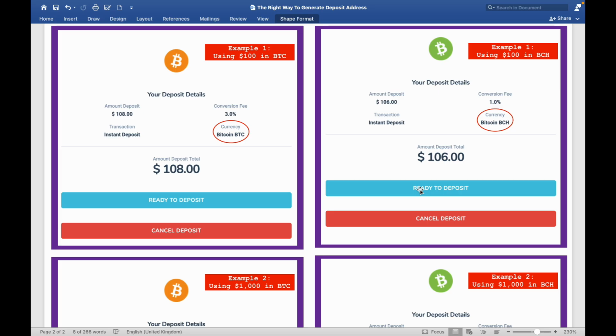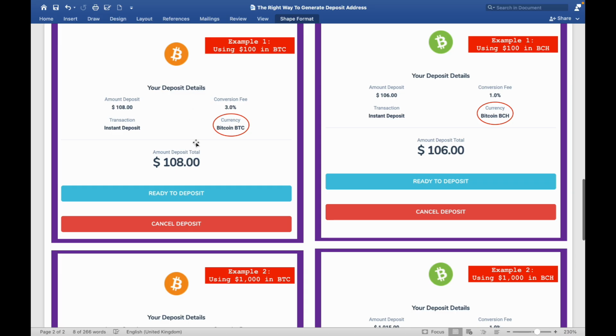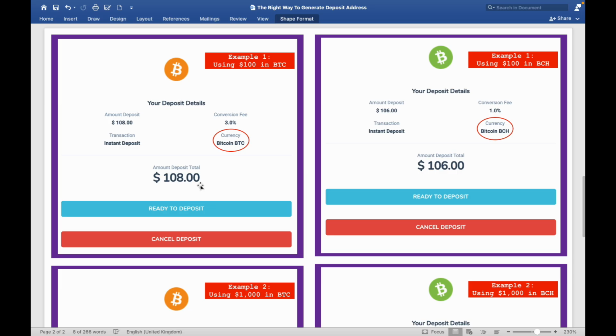On my left hand side here, this is example 1 using $100 if you want to deposit in Bitcoin. Okay, so you enter on the deposit page 108 and then you click ready to deposit. That will generate the address. You will then be able to send your Bitcoin, and your Bitcoin will arrive successfully. Okay, on my right hand side here, example 1 for people that want to use Bitcoin Cash, you will generate an address for 106. So you are saving yourself $2 if you are using Bitcoin Cash.